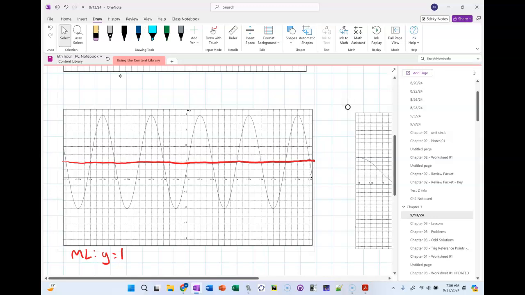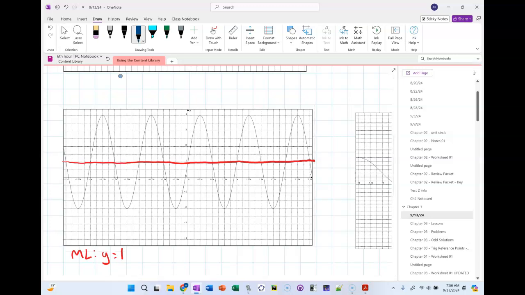Okay. So the amplitude was the distance from the midline to either one of these top of the peak or the bottom of like the trough. So like this distance would be my amplitude. So that distance started at 1 and then goes all the way up to 4. So my amplitude there would be 3.